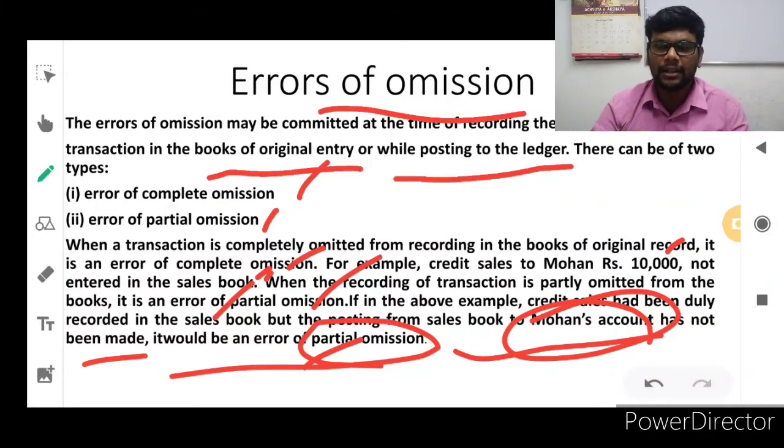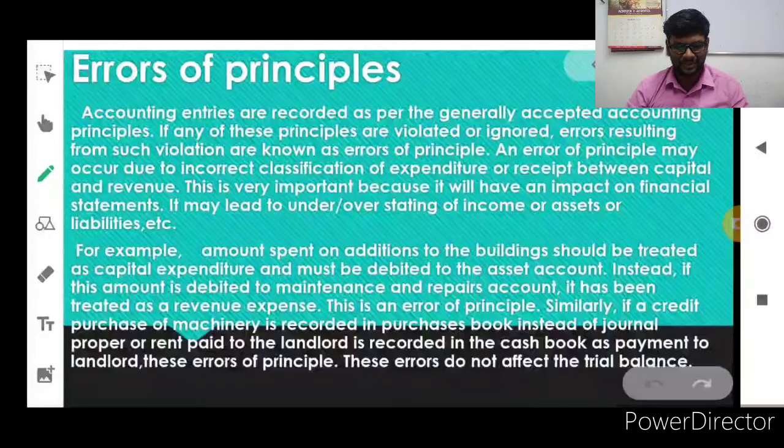Can you get my point? In this situation, Mohan has yet to pay 10,000 rupees, so it is a credit sale. So we recorded it in the sales book, but we failed to record it in Mohan's account. Isn't it? Errors of principle.